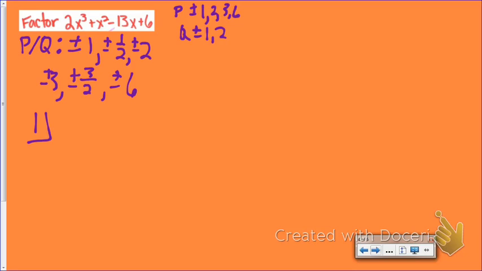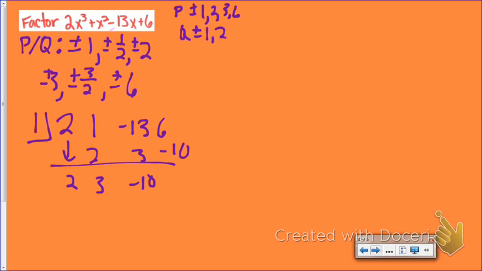So I'm going to do synthetic division. I have 1 here, and I've got 2, 1, negative 13, and 6. I bring down 2, and then I multiply and add, multiply and add, multiply and add. And I do not get a remainder of 0, which means that 1 is not a zero of this equation, which means x minus 1 is not a factor.